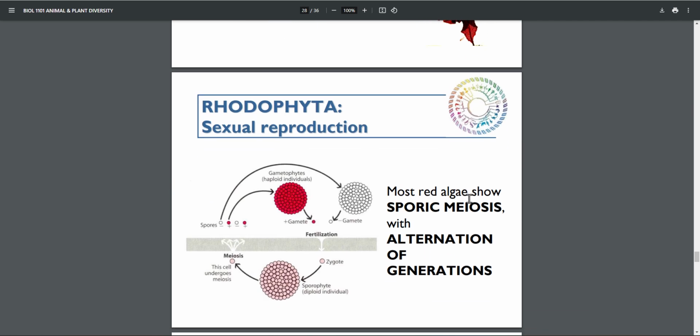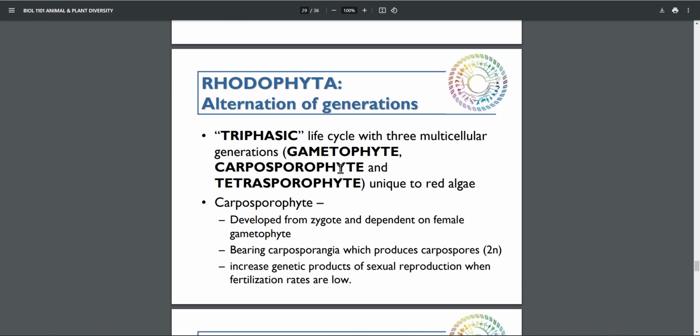And then, most red algae show sporic meiosis with alternation of generations. If you still remember, we have gametic meiosis, zygotic meiosis, and sporic meiosis. And sporic meiosis is the one with sporophytes and gametophytes. And red algae have a triphasic life cycle with 3 phases: a gametophyte and 2 phases of sporophytes. One is called the carposporophyte, and the other is the tetrasporophyte. So this triphasic life cycle is unique to red algae.